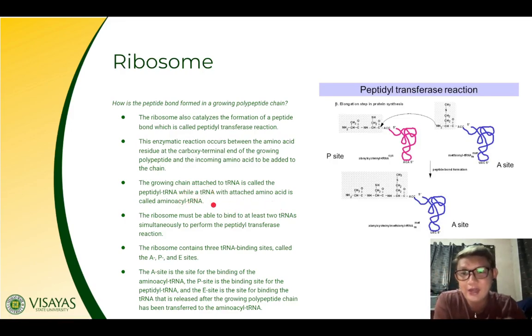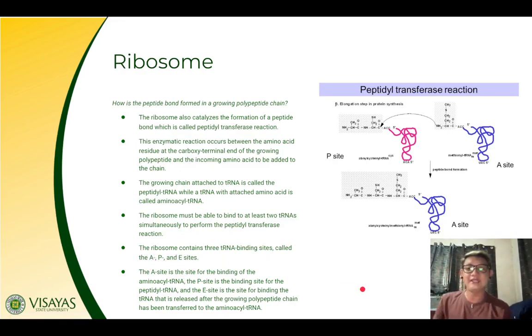While the tRNA with attached amino acid is called aminoacyl-tRNA. So again, the tRNA attached to the growing chain is called the peptidyl tRNA. The tRNA with an attached amino acid is called aminoacyl-tRNA. The ribosome must be able to read at least two tRNAs simultaneously to perform the peptidyl transferase reaction. Okay, so the ribosome contains three binding sites called the A, the P, and the E site.